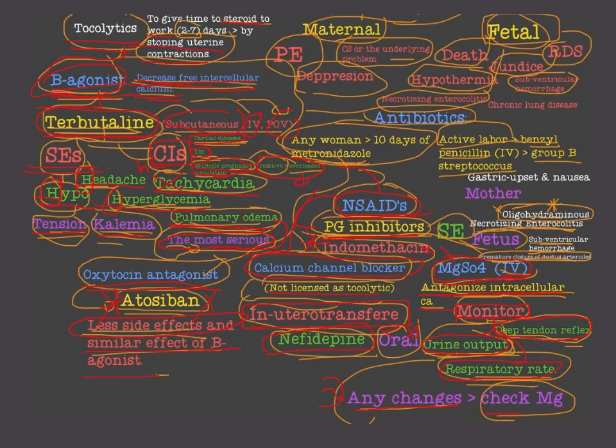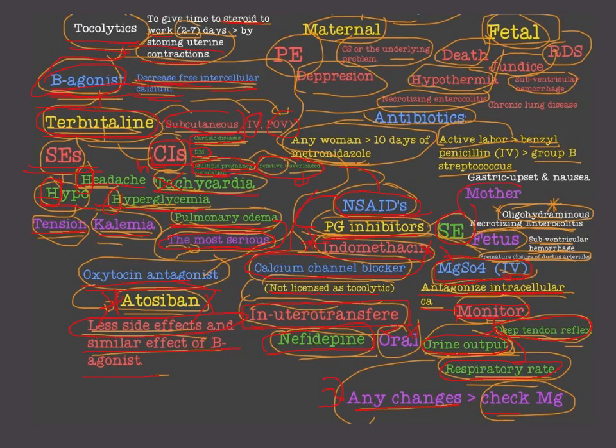What is the most famous example of calcium channel blocker? Nifedipine. Oxytocin antagonist, atosiban. Beta-agonist, terbutaline. Non-steroidal anti-inflammatory drug, indomethacin. And actually the side effects of indomethacin are very important to know.